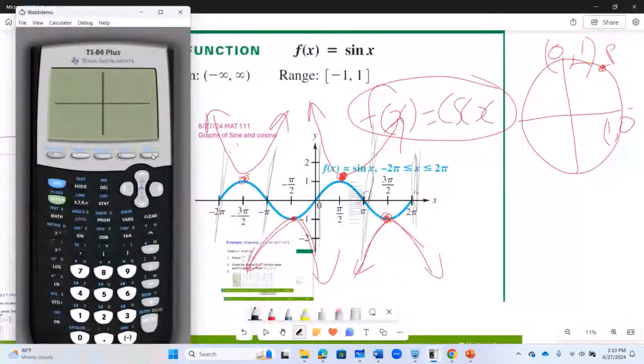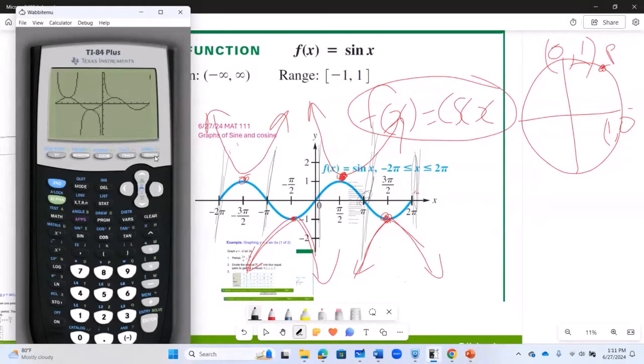Look at what I have. Hopefully it's going to draw for me. Because I don't see it very well, I'm going to change my y from negative 5 to 5, because I think it's too big. I want to see a clearer picture. Okay, so that is sine.